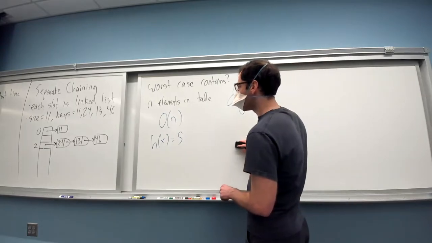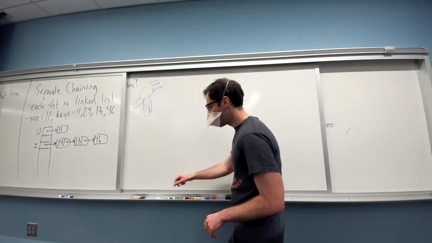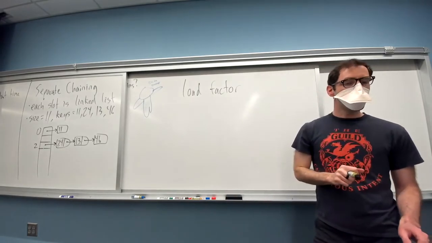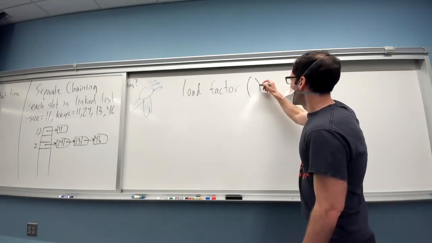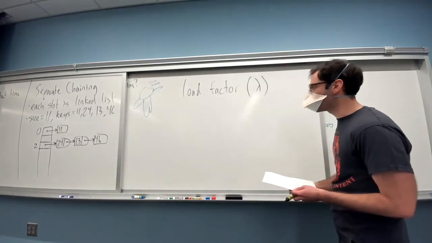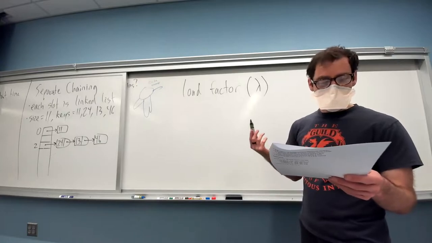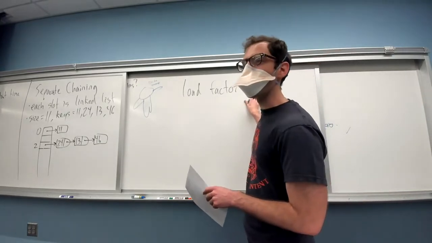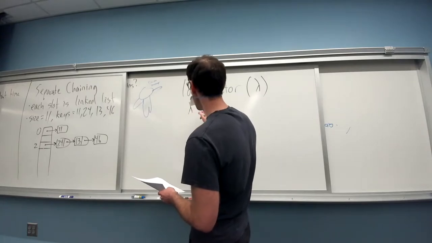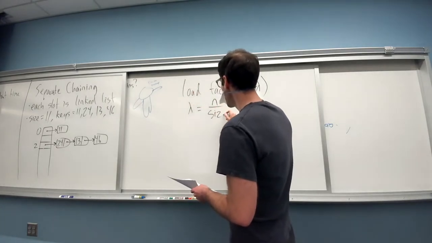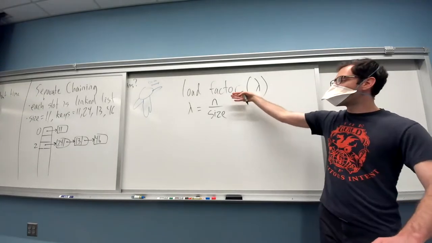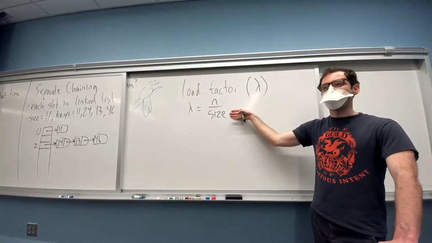So to make this a little more formal, there's an idea called load factor when we're thinking about hash tables. And it's typically represented with the letter lambda. So I'm now realizing in the notes for today it says gamma, but that's incorrect. It's lambda. So I will fix the notes. In this case, the formula for lambda is pretty simple. It's the number of things in our hash table divided by the size of our array.